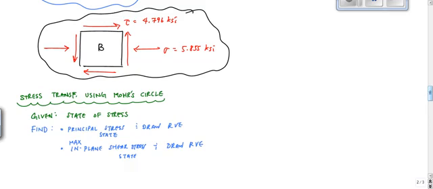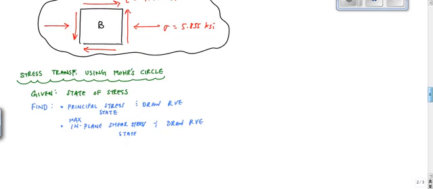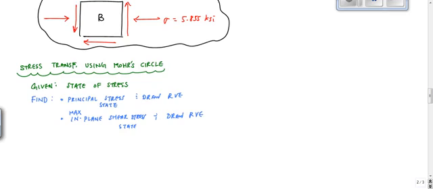You can always use the stress transformation equations, but here we're given the state of stress, and the first thing we want to do, let me draw it down here, is define a coordinate system on the given RVE, the representative volume element.